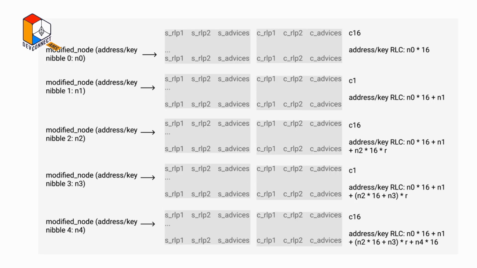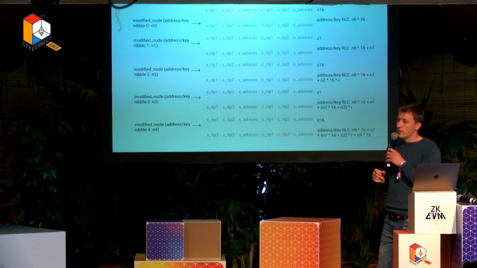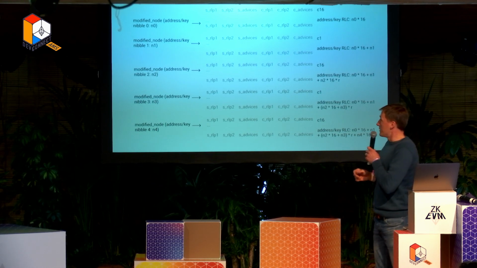Yeah, but these are not the only constraints that need to be checked. This parent thing also needs to be checked, that the storage modification happens at the correct address and at the correct key. So what the circuit is computing is the RLC of the nibbles, and then this RLC of the address, for example, is compared to the address to check it to be the correct one.